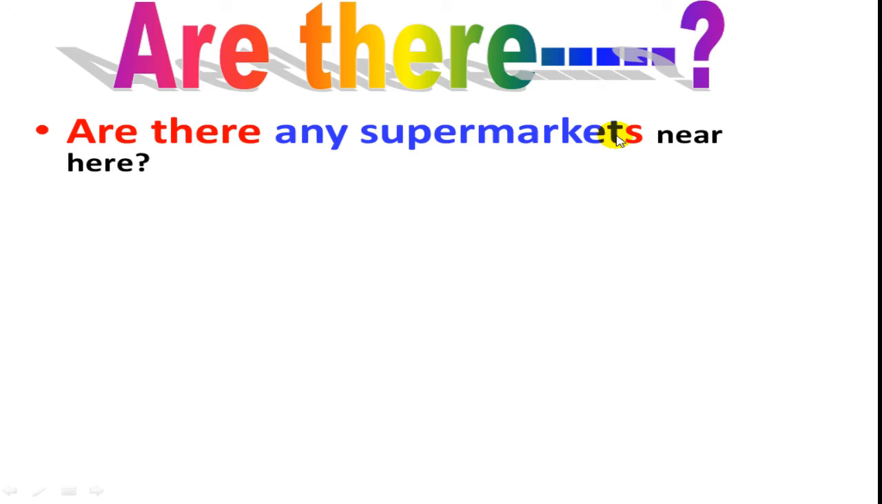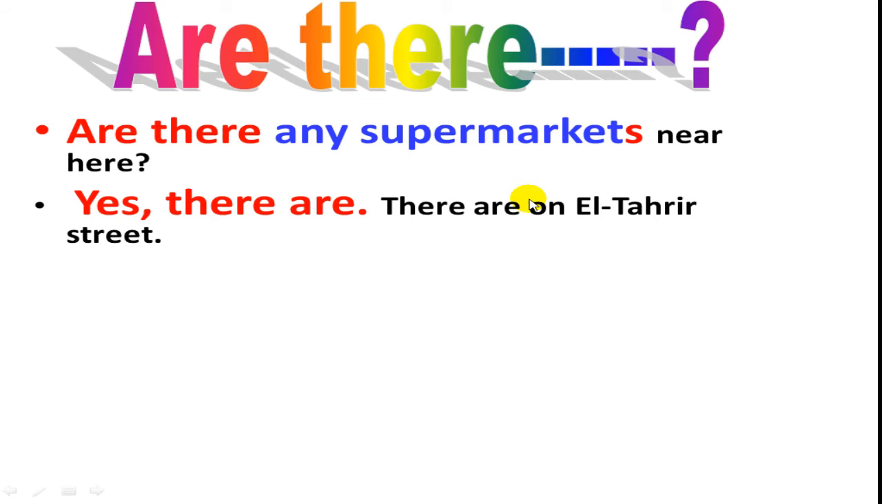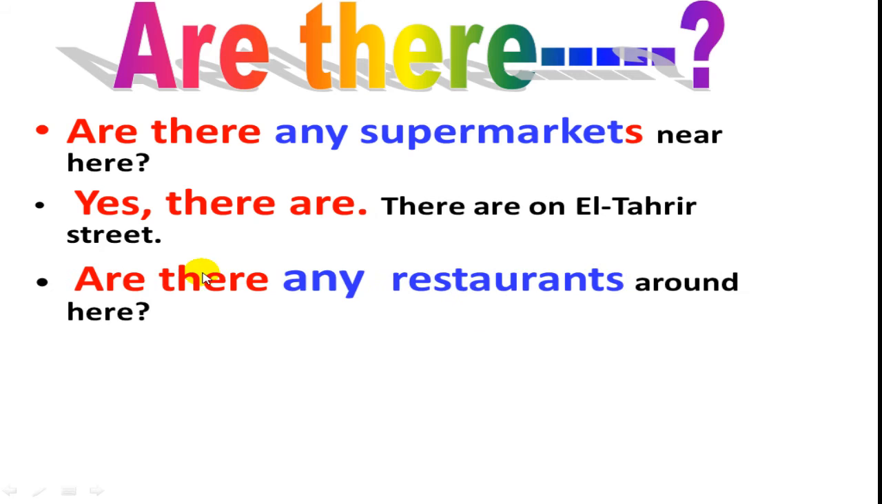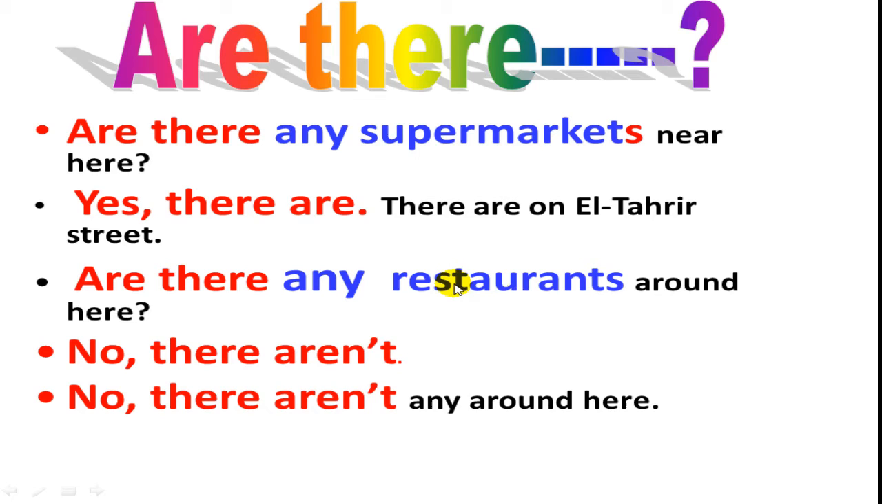Question: Are there any supermarkets near here? Yes, there are. There are some on Tahrir Street. Are there any restaurants around here? No, there aren't. No, there aren't any around here.